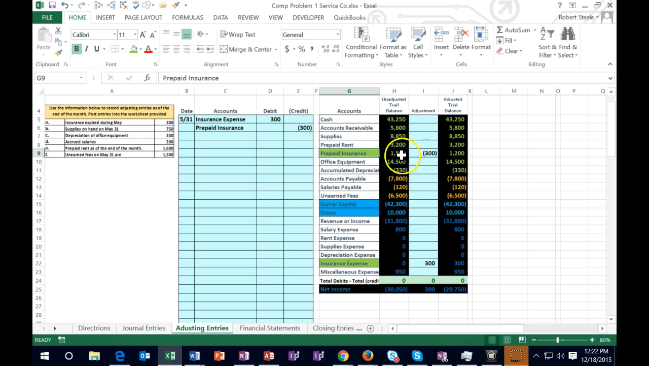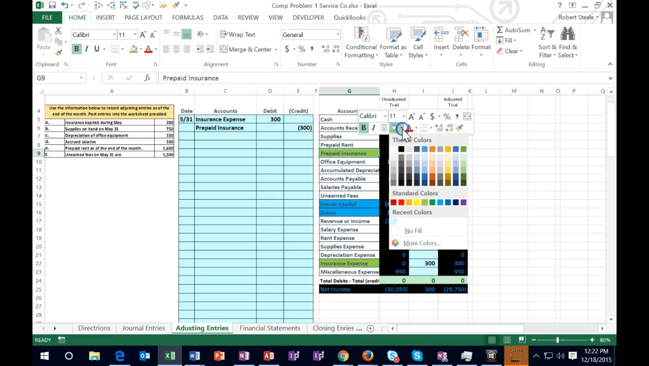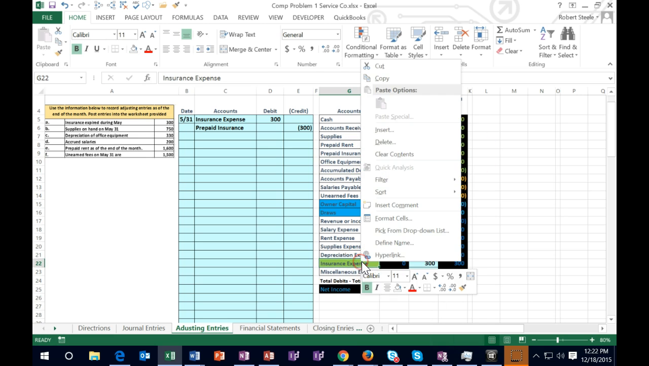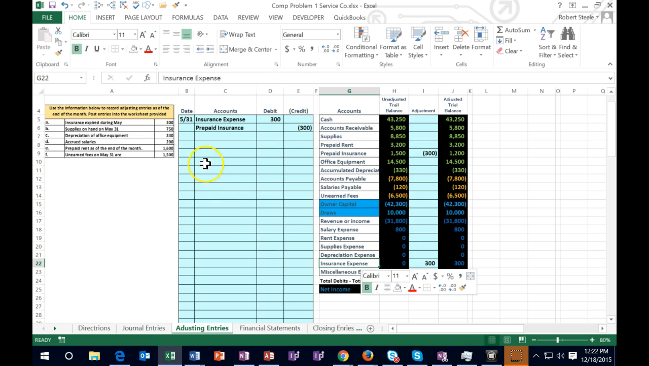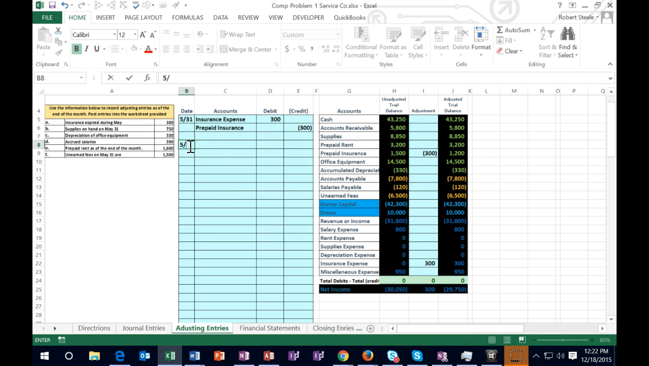All right, so I'm going to ungreen these and take a look at the second transaction, and go through the same set of questions and the same process. So B, it's also going to be on 5/31. If you want to put B in here, that would be okay too, but just recognize that they're all going to be as of 5/31 because this is the adjusting process. Supplies on hand on May 31st are $750.